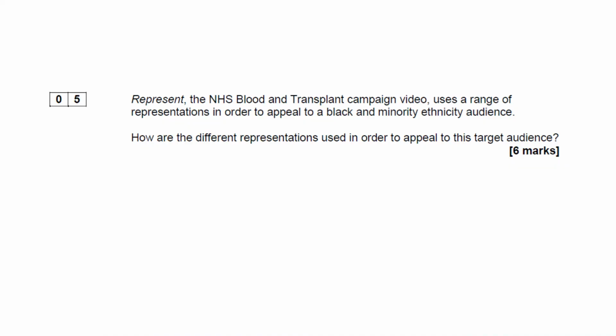We're gonna wrap this up by looking at an exam question. This is a 6-mark question, and the question is: the NHS Blood and Transplant campaign video uses a range of representations in order to appeal to a black and minority ethnic audience. This is very similar to the question I asked you at the start. How are the different representations used in order to appeal to this target audience? The 6-mark question. So again, that's a question that should take you 10 minutes to answer.